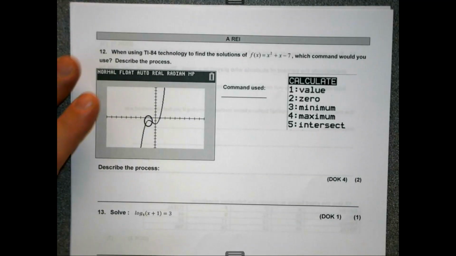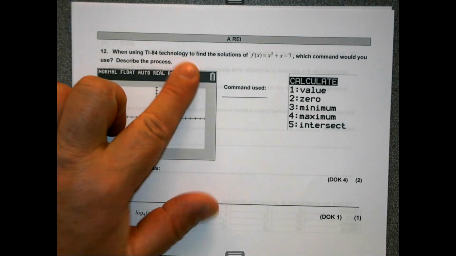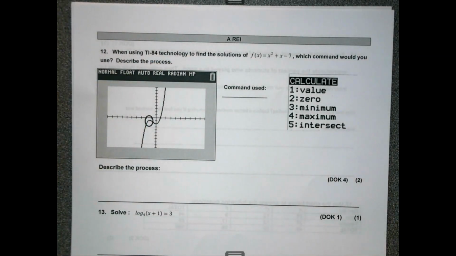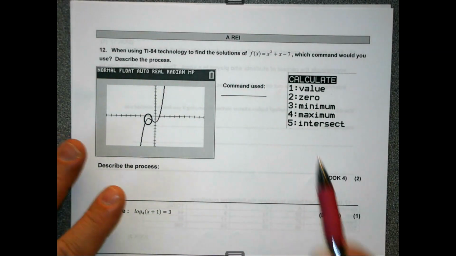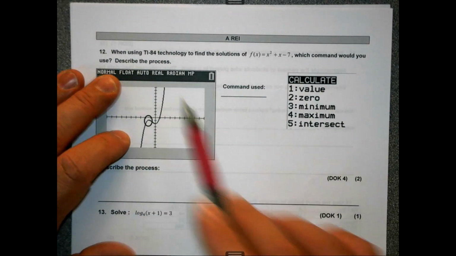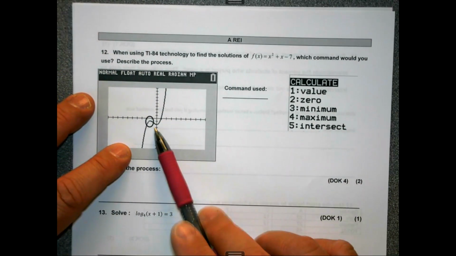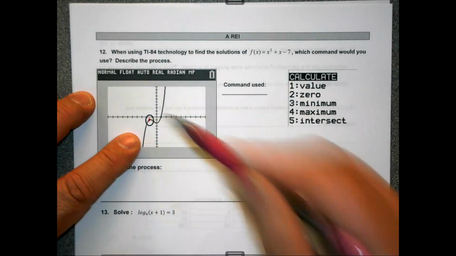All right, number 12. When using TI-84 technology, that's a calculator, right? When using your calculator to find solutions of f of x equals x squared plus x minus 7, which command would you use and then describe the process? So you have to figure out, okay, they got this point circled, right? What is that?